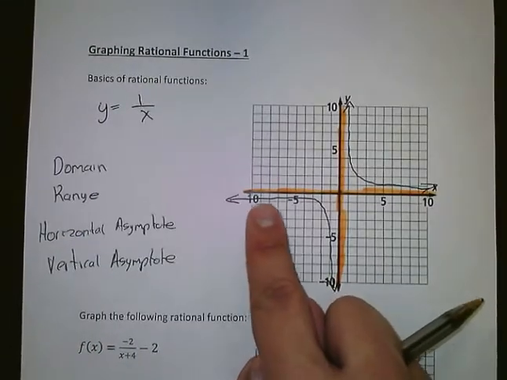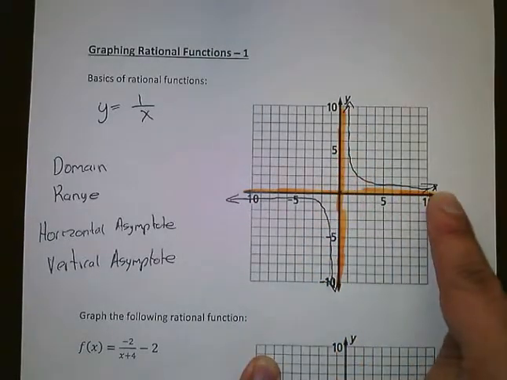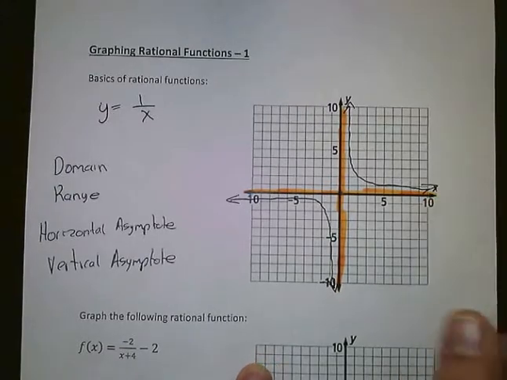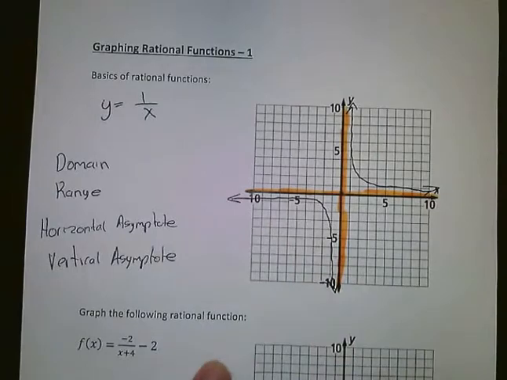So what we have is what we call branches. There's a branch in this bottom left corner, and there's a branch in this top right corner. So you've got a branch in the bottom left and the top right, and we'll talk about how those move around.